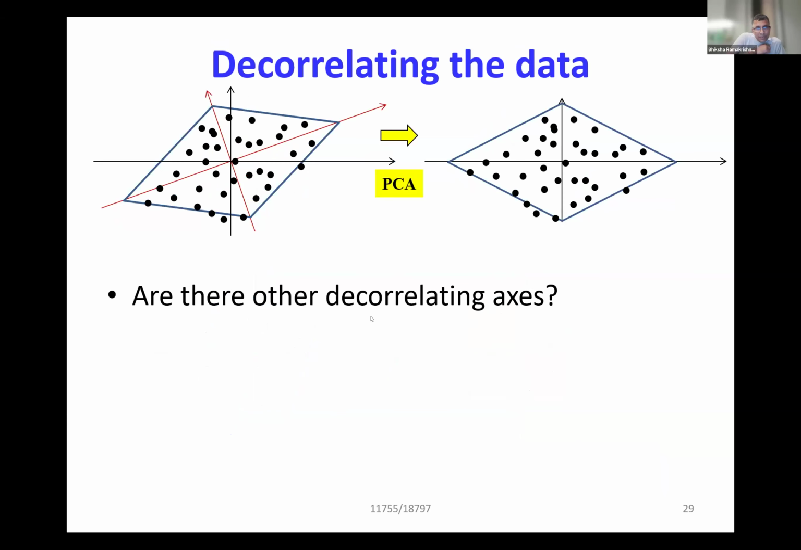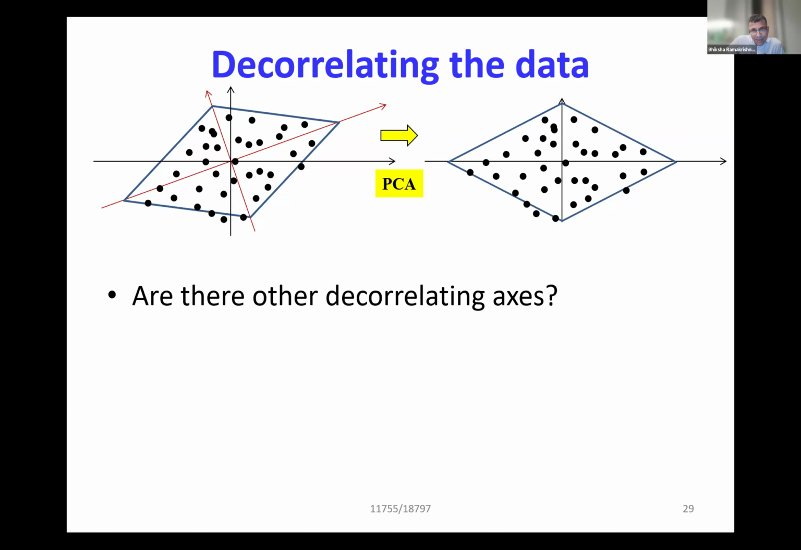Here's another example. I have this scatter. If I perform principal component analysis, it's going to find the major axes of the scatter. They are going to become the new axes. And when that happens, the resulting scatter is going to be uncorrelated, meaning the average of X is going to be always the same for every value of Y and vice versa. But do you see any other axes that would decorrelate the data over here?